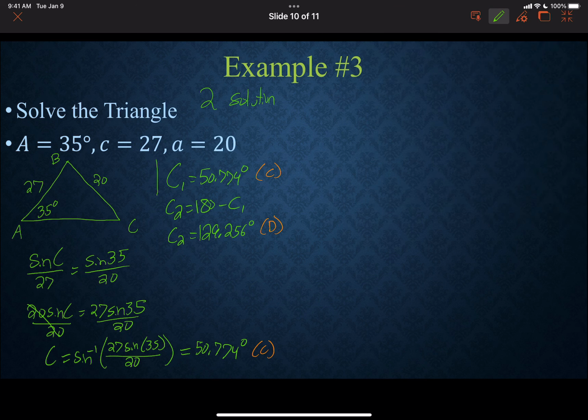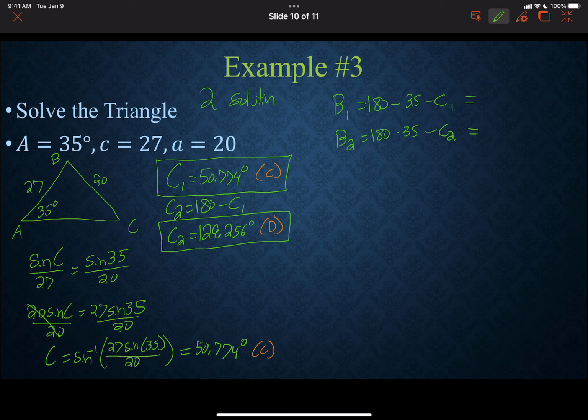All right, so those are our two possible answers for angle C, 50.774 if it was acute, or 129.256 if it was obtuse. So now the third angle, B1, is based on 180 minus 35 minus C1. Whereas angle B2 would be 180 minus 35 minus C2. And if you messed up and assumed that there were two solutions, but there really weren't, what's going to happen is B2 would come out to be a negative answer. So for example, in the previous problem, if we had assumed two solutions for example 2, we would have gotten a negative answer for the missing third angle when we did that one.